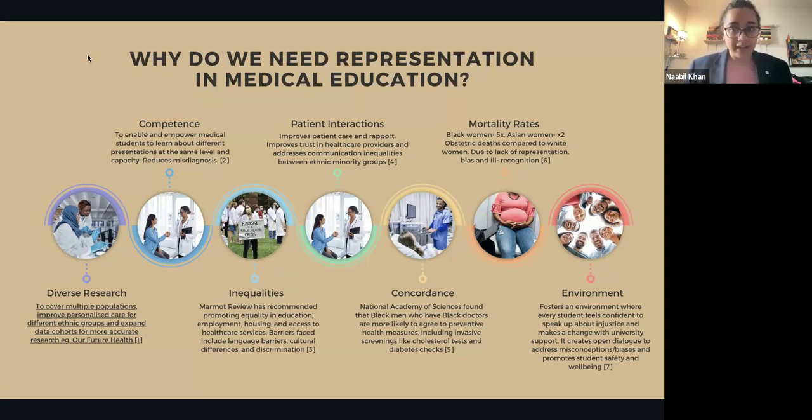We can just use the example of obstetric mortality rates, especially when it comes to childbirth. Black women are 5 times more likely to die in childbirth than their white counterparts, and Asian women are 2 times more likely to die in childbirth compared to their white counterparts. And numerous studies have highlighted that this is due to a lack of representation, that bias within healthcare, and especially obstetric and gynecology teaching, as well as an ill recognition of any adverse symptoms that the mother may be experiencing. So again, I think this is one of the most pressing and concerning stats when we talk about representation in medical education, as it does very much directly lead to patient deaths.